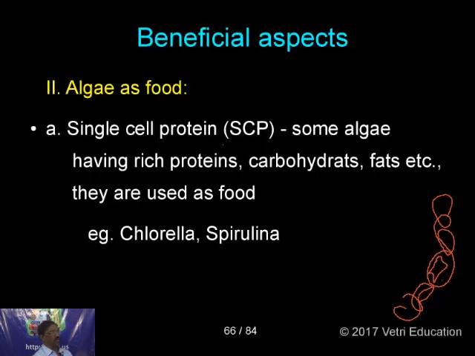Next, algae as food. So the single cell protein, SCP, is a protein collected from a single cell or unicellular algae. That's why it is called single cell. Unicellular algae like chlorella and spirulina, from which the proteins are prepared, so it is called SCP. They have rich proteins, carbohydrates, fats, etc. So they are used as food, and they are used commercially. Spirulina powder is also available in the market, which gives more proteins, like a protein powder.